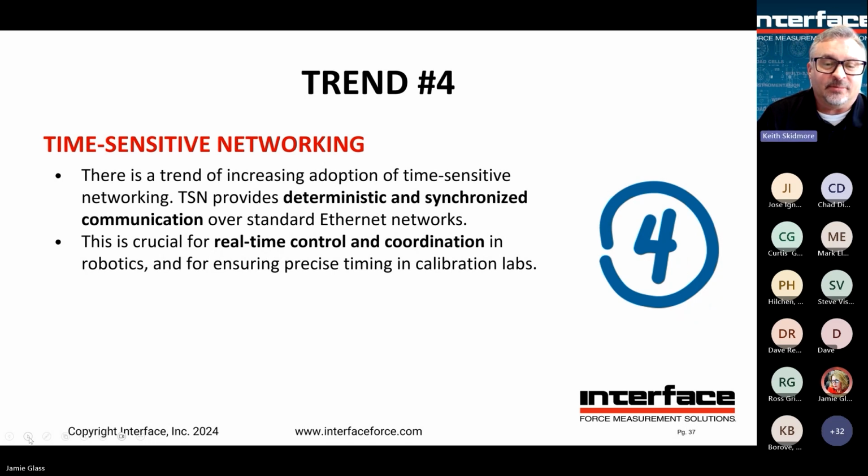So increasing adoption of time-sensitive networking. TSN provides deterministic and synchronized communication over standard Ethernet networks, like EtherCAT, for example, provides synchronization. That's crucial for real-time control and coordination in robotics and for ensuring precise timing in things like calibration labs if timing is important.